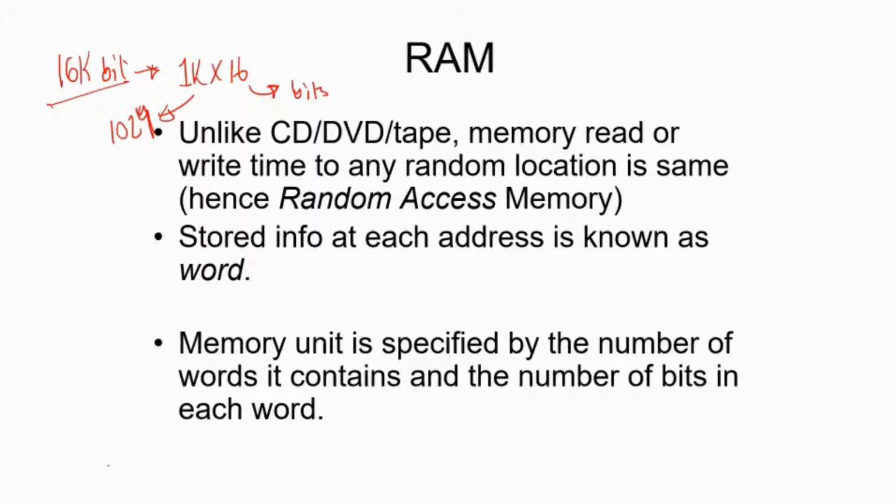is specified by the number of words. দেখেন এটা আমি অলরেডি বললাম, memory unit is specified by the number of words it contains and the number of bits in each word. So this is actually known as the word. 1024 is the address here এবং প্রত্যেকটা যে খালি জায়গাটা রয়েছে সেটাকে ওয়ার্ড বলে এবং প্রত্যেকটা ওয়ার্ডে 16টা বিট করে রয়েছে, okay. So stored info at each address, যে জায়গাটা স্টোর করছে প্রত্যেকটা অ্যাড্রেসে, is known as word, okay.